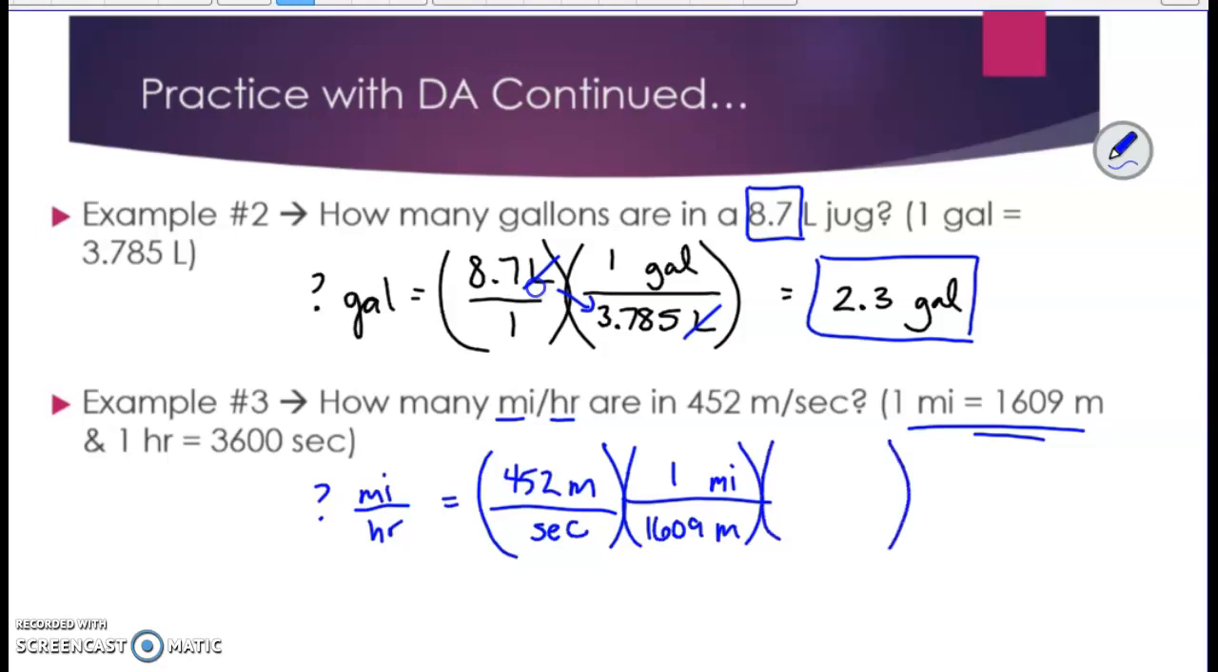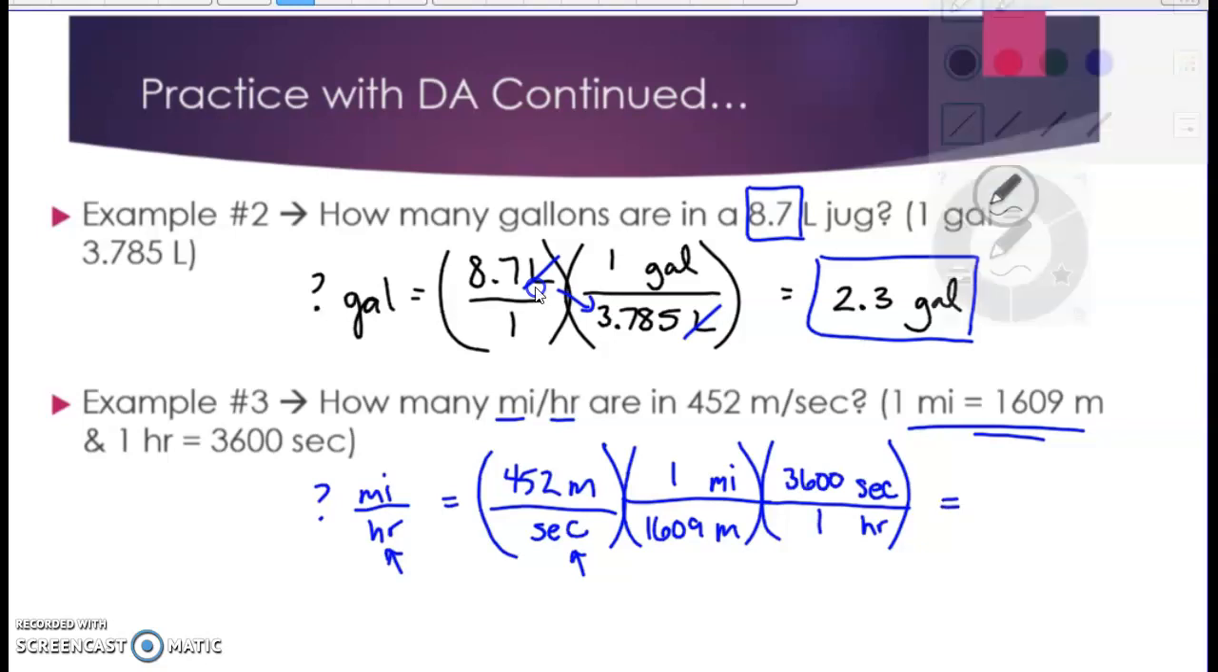Now, for my second part, what I'm going to do is just focus on seconds. Well, right now, seconds is on the bottom, so I have to get rid of it. To get rid of it, I'm going to put it on top. It goes diagonal from where it started. So since it's on the bottom, it goes up here. And since I'm looking for hours, it goes on the bottom. I plug in my numbers, 3,600 over 1.